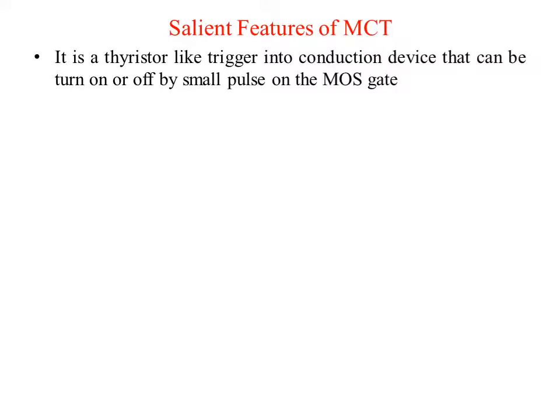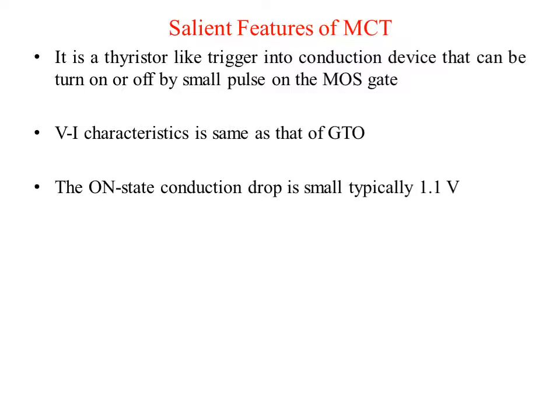Now we'll study the salient features of MOS controlled thyristors. It is a thyristor-like trigger into conduction device that can be turned on or off by a small pulse of MOS gate. That is, we have two MOSFETs, on FET and off FET. By controlling the gate pulses to these two MOSFETs, we can turn on and turn off the MOS controlled thyristor. The VI characteristic of MCT is similar to that of GTO.